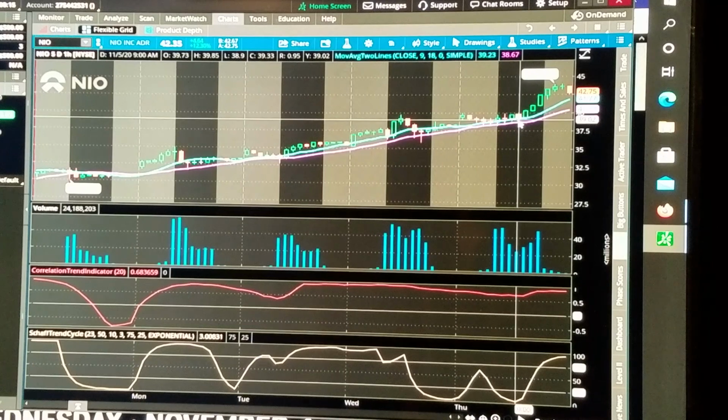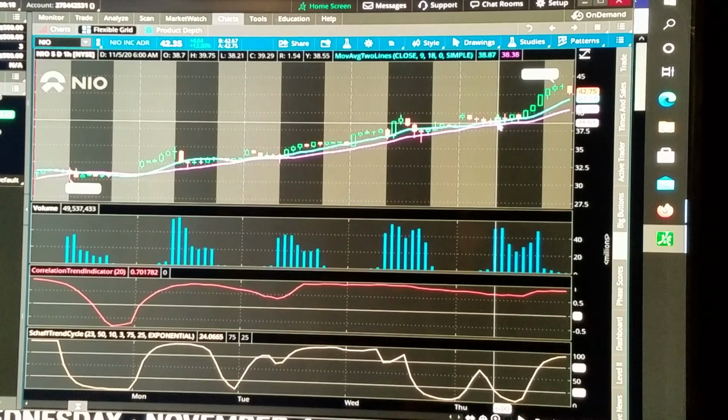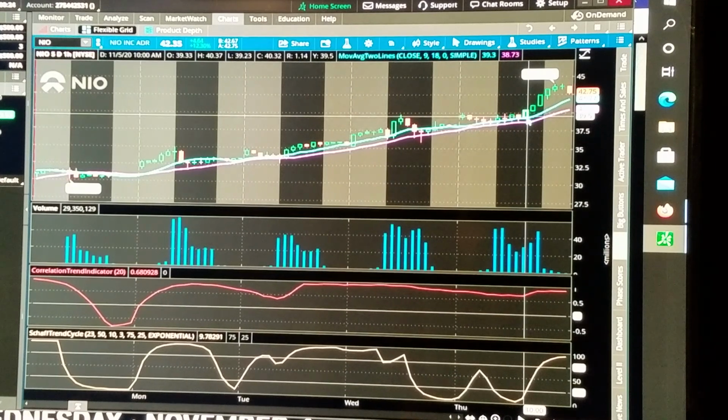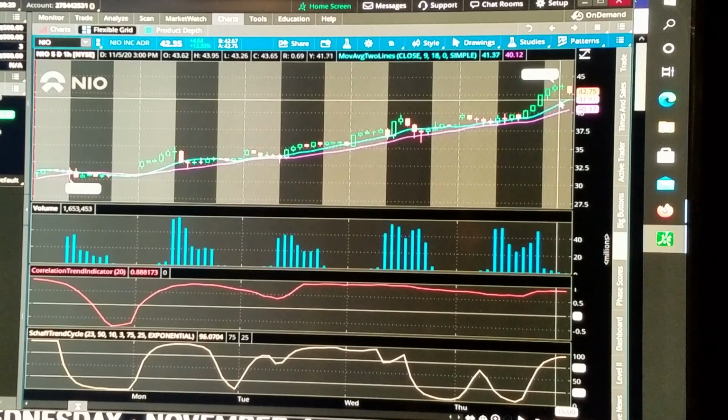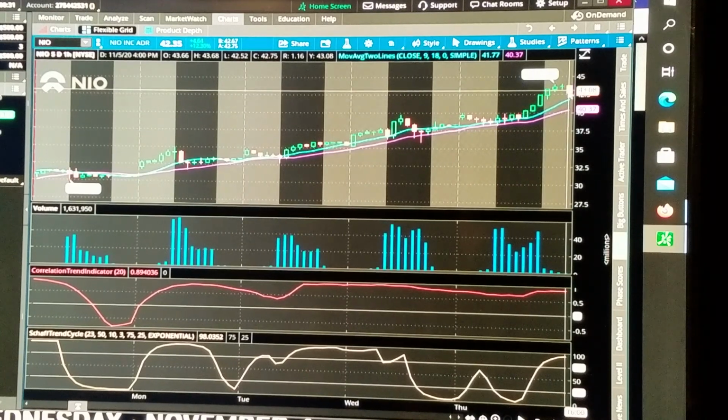Right here, this little red doji was your buy, and then this was your recovery, that red doji, and then this was your confirmation to get back in at 39.50, and you could be riding it all the way up. So here's a little red doji here, and it looks like price could continue to move up on NEO.